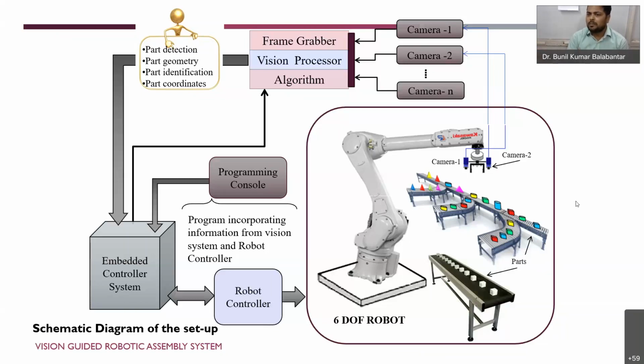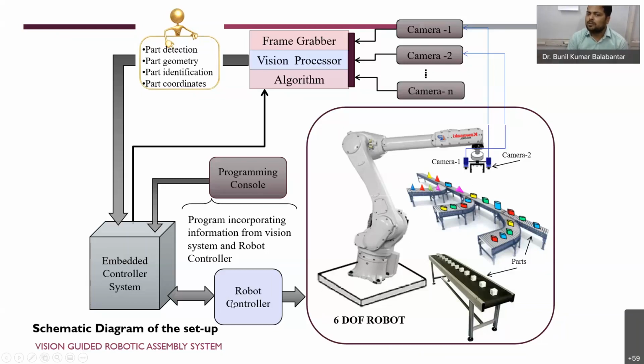Otherwise, suppose it is going to catch this pink color object and it is moving. It is in a dynamic situation, because the conveyor belt is moving. So it has to capture the image and process the image. It has to detect the shape, size, weight, everything, and accordingly give feedback to the robot controller.